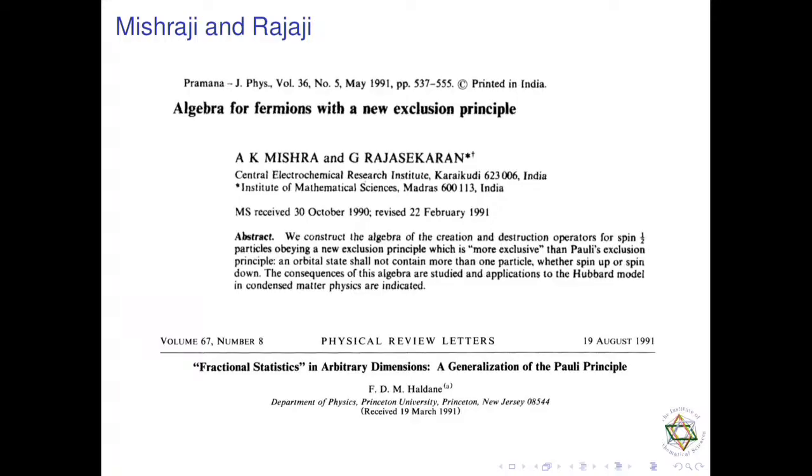I think they were motivated more by the large U limit of the Hubbard model, where there are a lot of constraints coming from the repulsion, and that can modify your algebra of creation and annihilation operators. And that's the line they went on. So there have been a lot of papers by A.K. Mishra and Rajasekaran from MathScience on going ahead with this algebra approach and having different statistics.